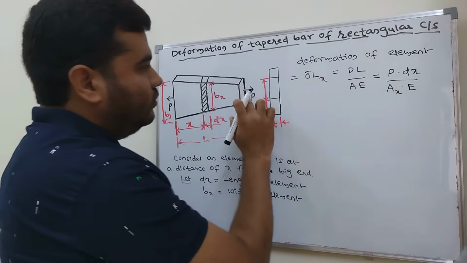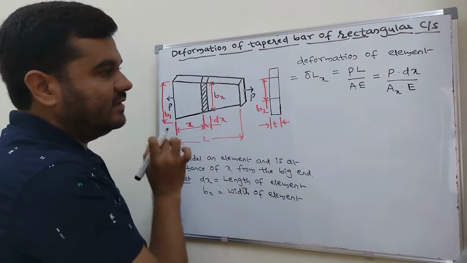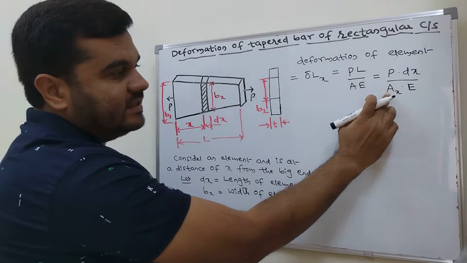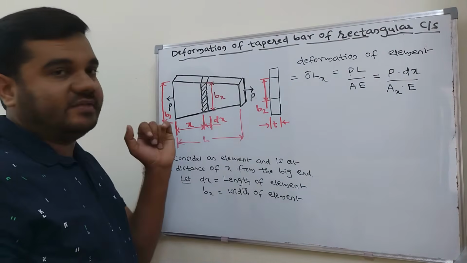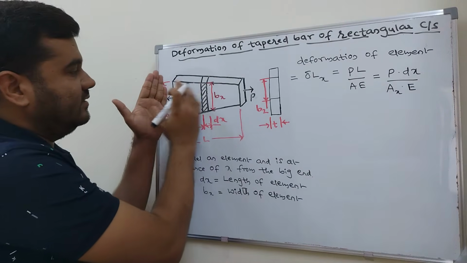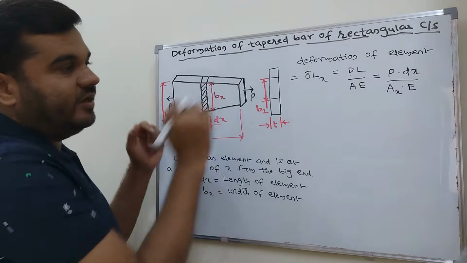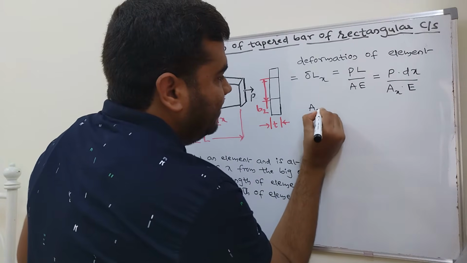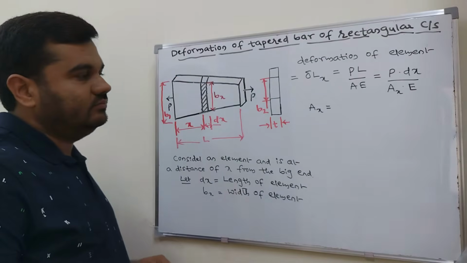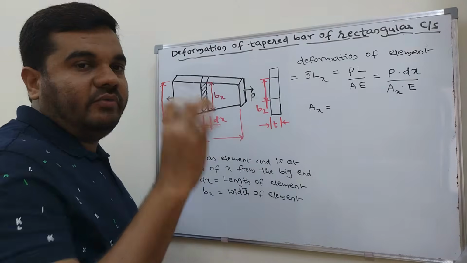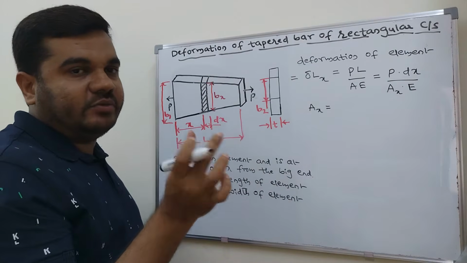Now P is known, dx, the length, is already there, and E is constant for the element or the bar. Now we need to consider the area of the element, because the area is not constant, as it goes on decreasing. So we need to find out the area. Area of element equal to, what is the normal formula for a rectangular cross section? Width into thickness, right? Width into thickness.